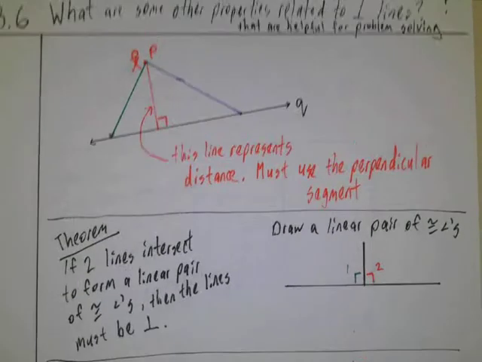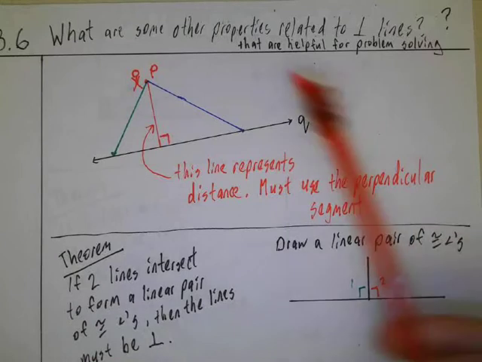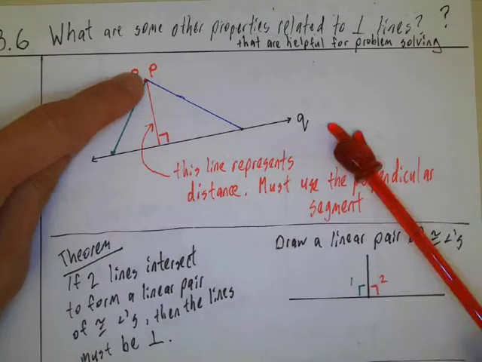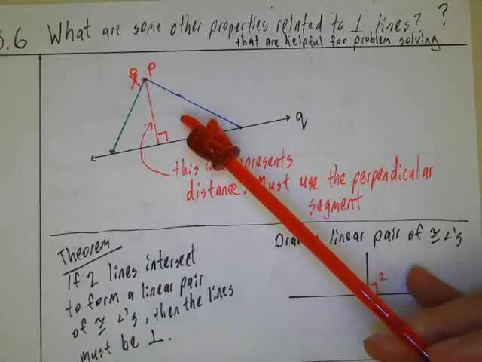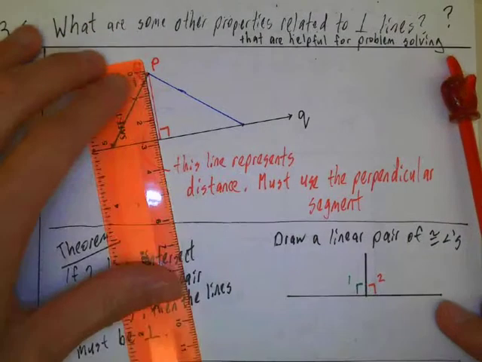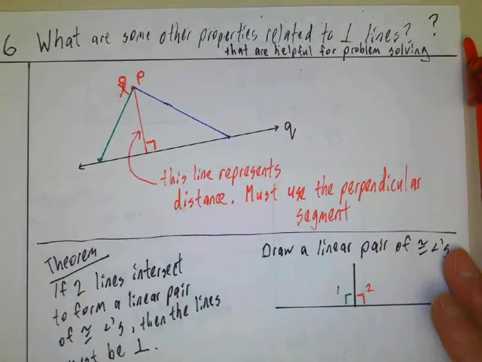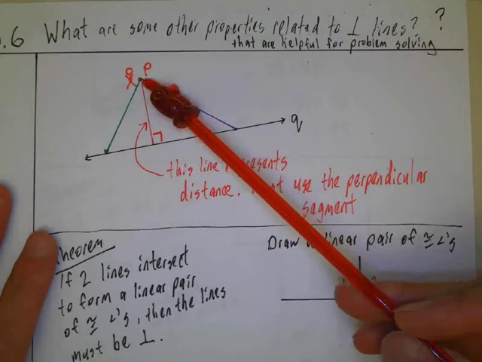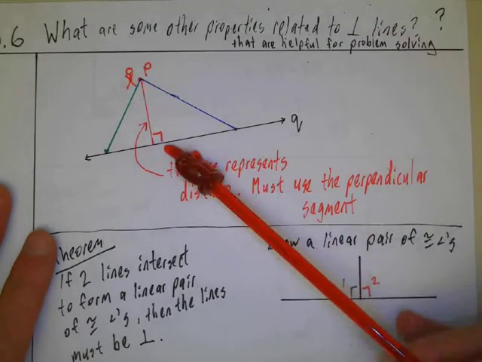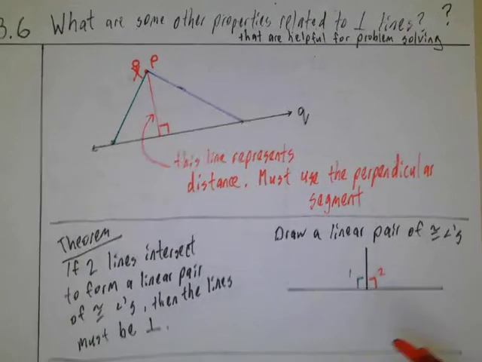Lesson 3.6 was titled, What are some other properties related to perpendicular lines that are helpful for problem solving? We started with a concept with a point and a line, and we said, what's the distance between the point and the line? There are a lot of different choices you have. You can measure this distance, or this distance, or this distance. The typical way to do it, the agreed upon standard, is to measure the length of this shortest segment, which is the segment that is perpendicular to the line. I just wanted to cover that concept to begin with.